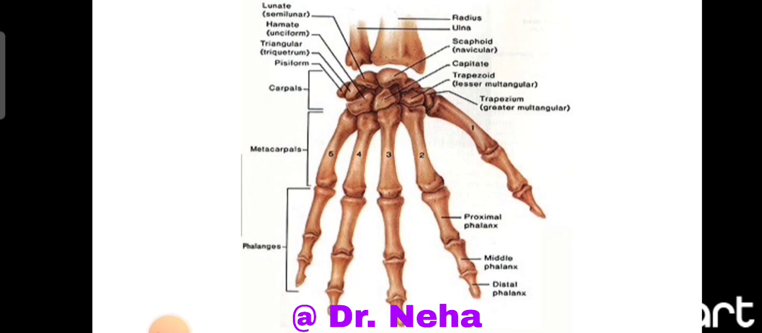And there are 5 metacarpals. They are numbered from the thumb side. So the first metacarpal is the metacarpal of the thumb and the fifth metacarpal is the metacarpal of the little finger. Then we have 14 phalanges, 3 in every digit and 2 in thumb.